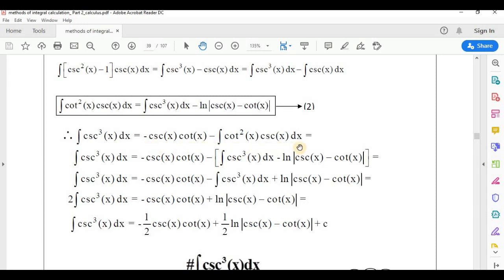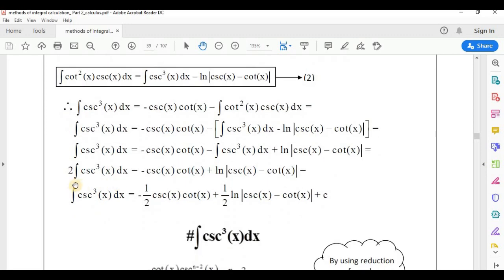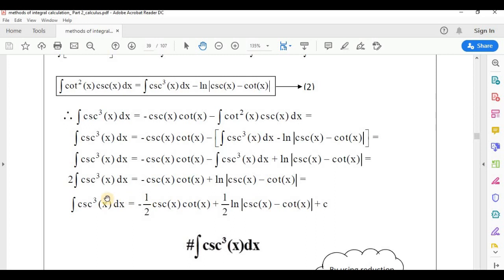This is from equation number 1, and this is the remaining integral, which is this part from equation number 2. After opening the bracket with the negative sign, notice here we have the integral of cosec to the power 3 x dx, so we will transfer this part to the other side, and we will get 2 times the integral of cosec to the power 3 x dx equal to this result. Now the integral is already solved. We just divide by the number 2 on this side and this side, and we will get the final result of this integral.